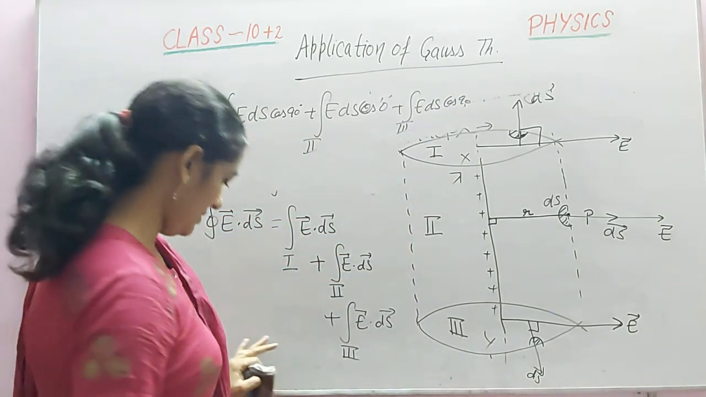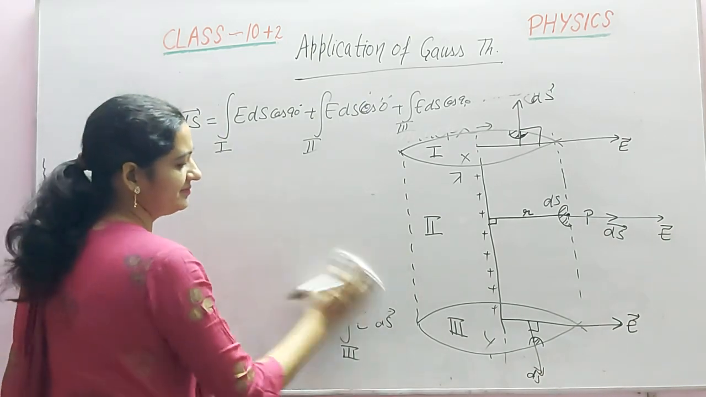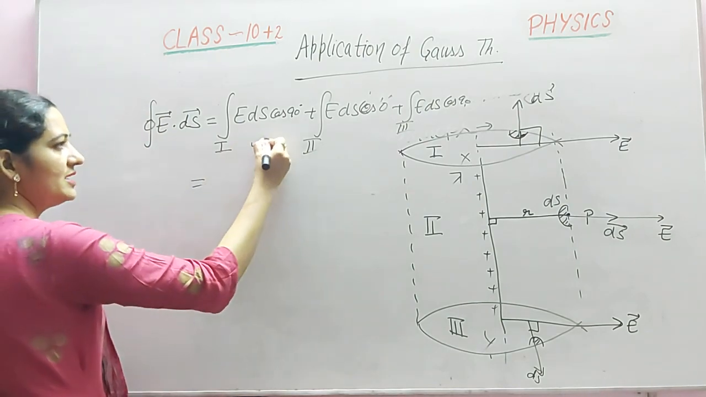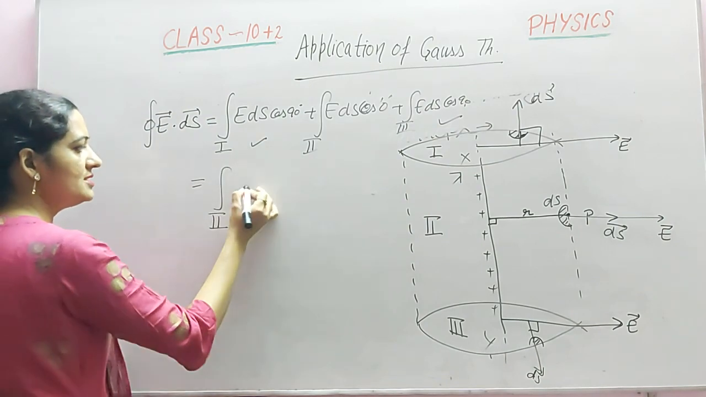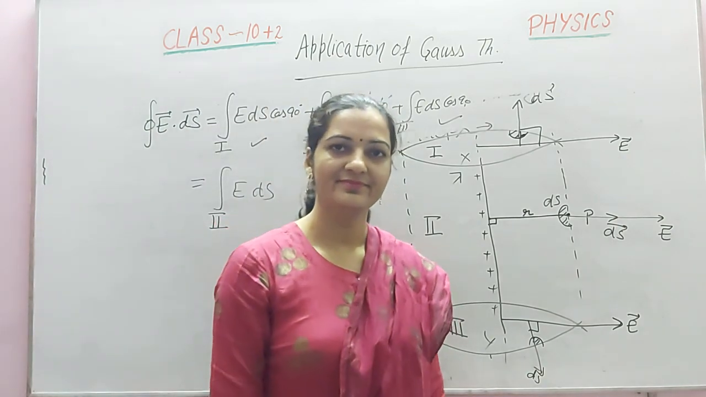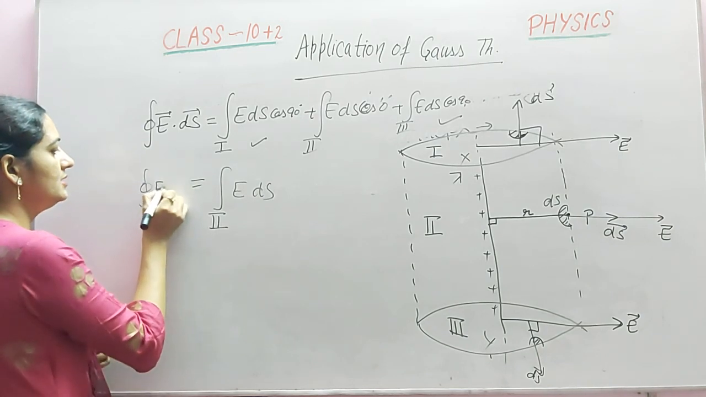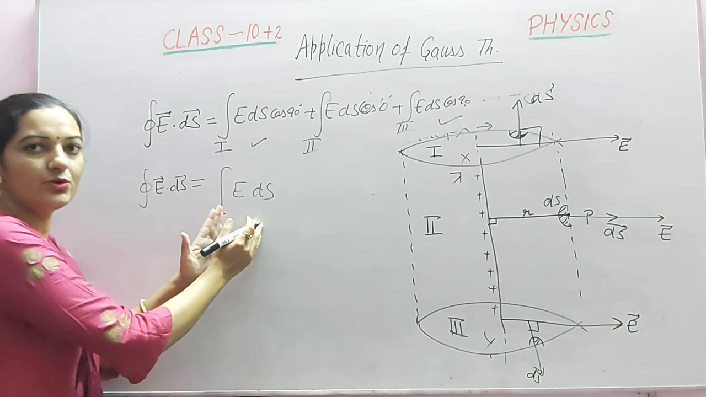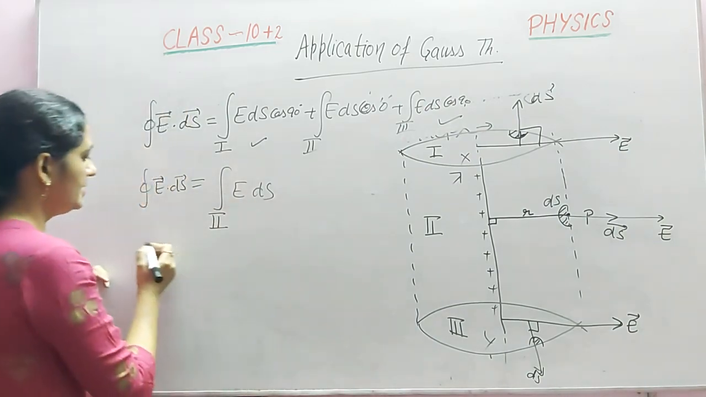Is it clear? Now, what is the value of cos 90? All of you know cos 90 is 0. So this term becomes 0. This term becomes 0. We get only the second surface E ds because cos 0 is 1. Clear to everyone? Now it is E dot ds over the closed surface, which equals this surface only. Clear to you?